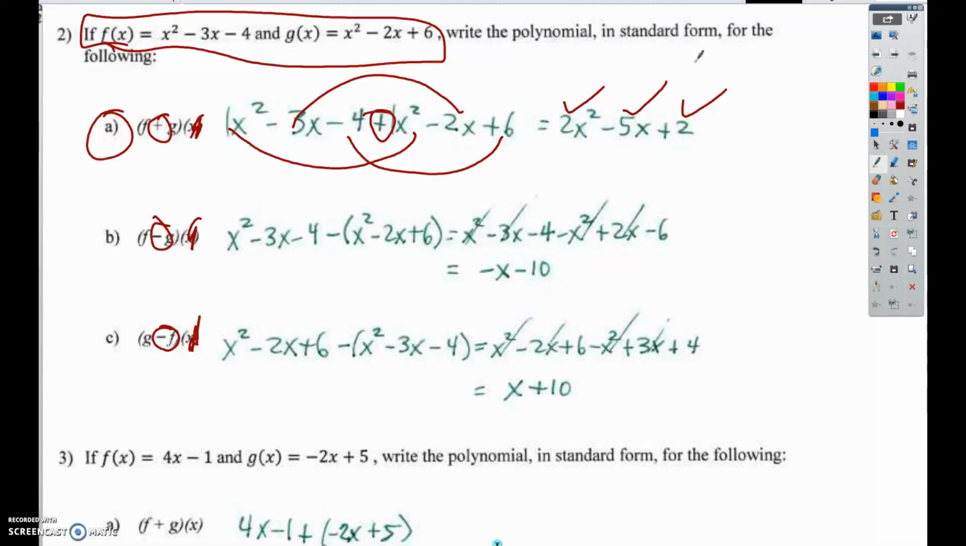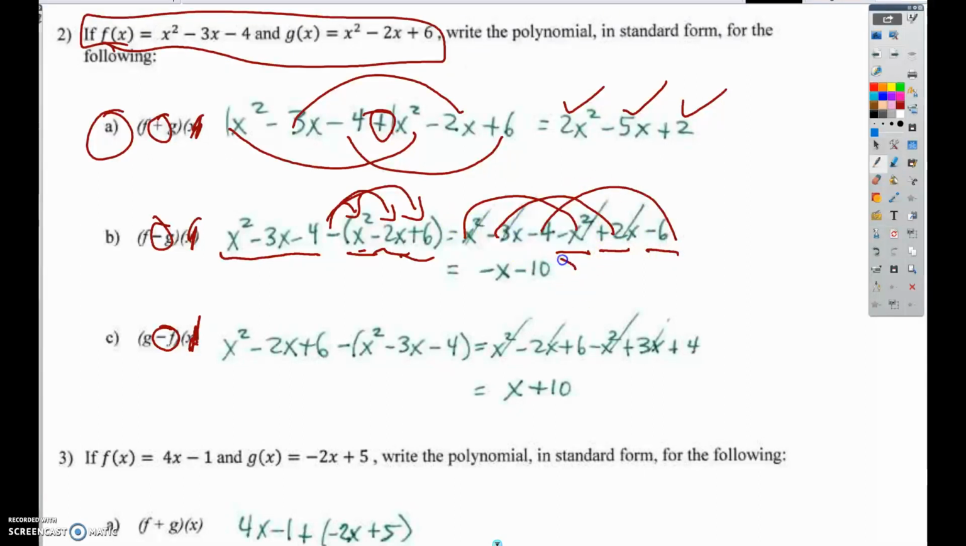Letter B asks us to do subtraction between the two expressions. So x squared minus 3x minus 4 gets written as is. The negative sign in front of function g is a sign changer. So everything that's positive becomes negative. Everything that's negative becomes positive. Positive x squared becomes negative x squared. Negative 2x becomes positive 2x. And positive 6 becomes negative 6. Again, we are combining like terms. Our resulting answer is negative x minus 10.